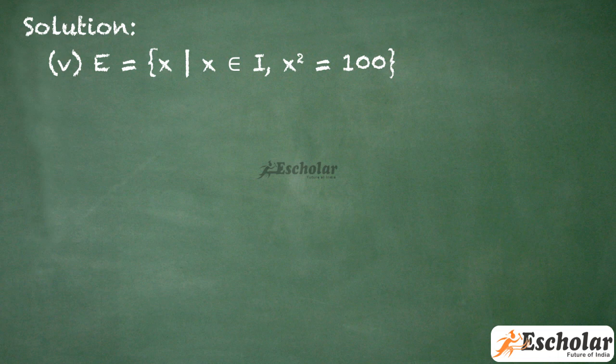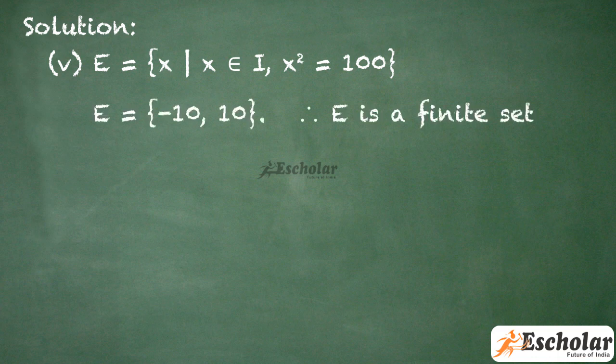Fifth, E is equal to {x such that x belongs to I and x square is equal to 100}. E is equal to {minus 10, 10}. Therefore, E is a finite set.